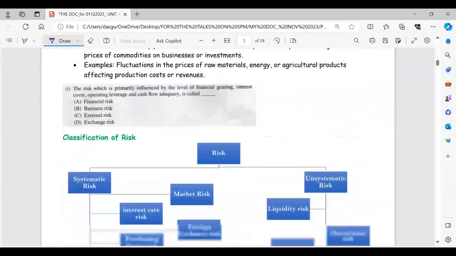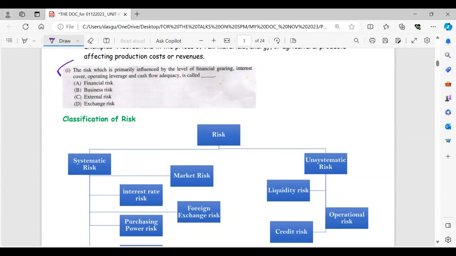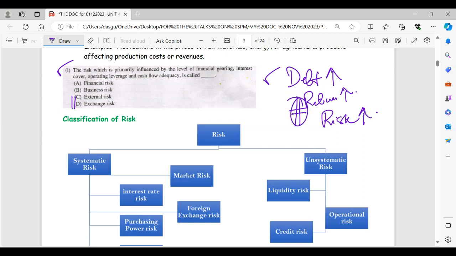So the sources of risk, and this question did come, and it is a little confusing. Business risk, of course; external risk and exchange cannot be the answer, because it is talking about financial gearing. So remember that when you take debt, as you go on taking debt, your returns might be higher. If you remember, I talked about the DuPont model: as you go on taking debt, return on equity might be higher, but your risk is also going up. Be careful about that. That is a very interesting situation which is happening.